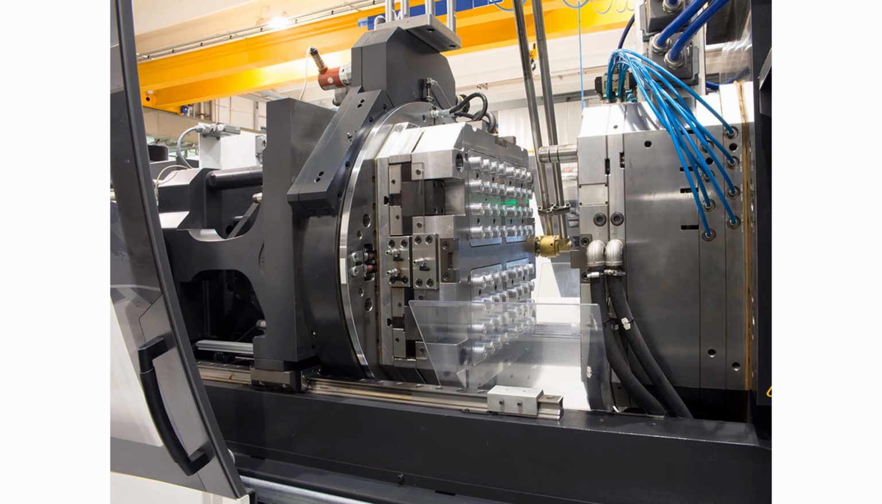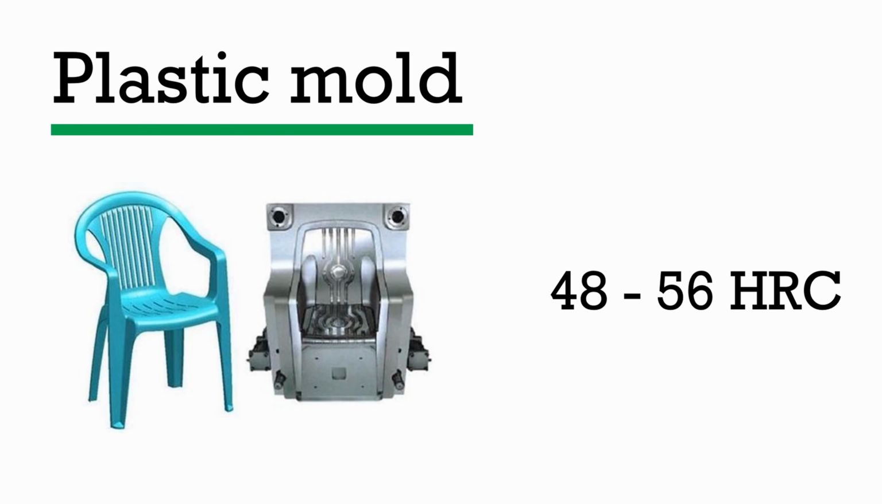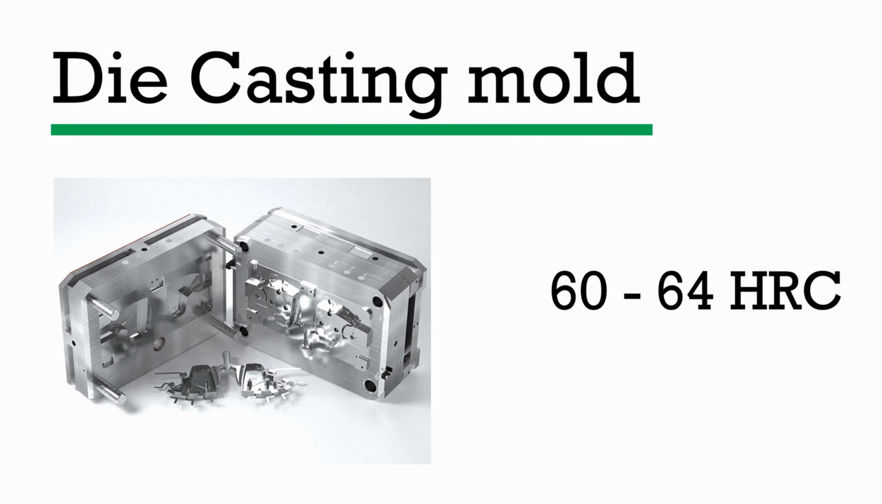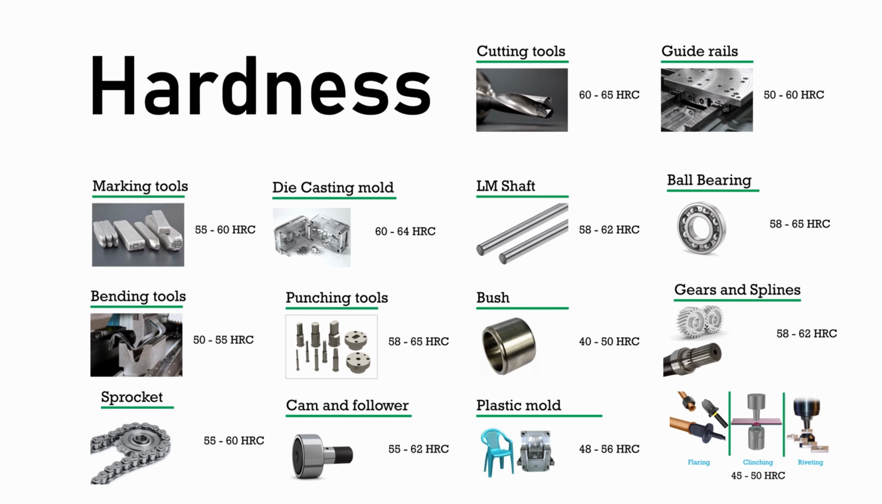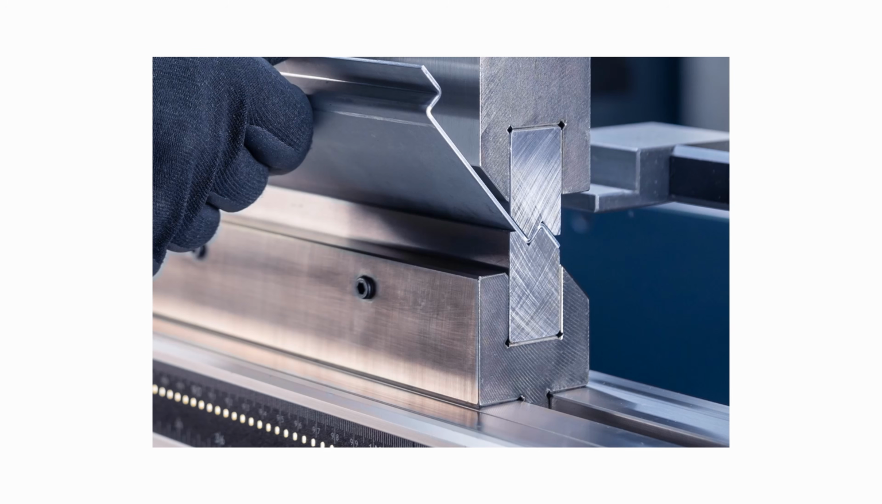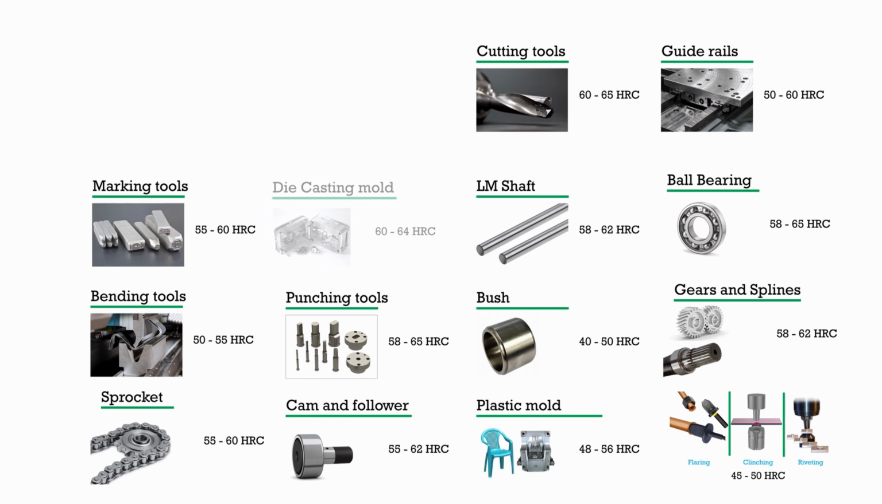Now, the molds also need a high hardness level to resist the wear from repetitive use and to maintain the precise shape and dimension. So for plastic molds, 48 to 56 HRC, and for die casting mold, 60 to 64 HRC. You don't have to take this note, I will leave this table in the video description. And now let's see how we can achieve these hardness levels. What are the process and method of hardening? And what grade of steel we should use for the toolings and sliding components, also to achieve this much hardness level.